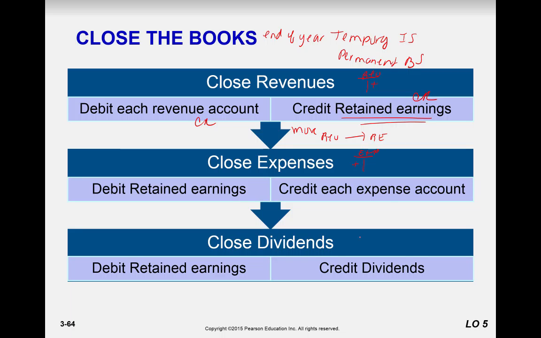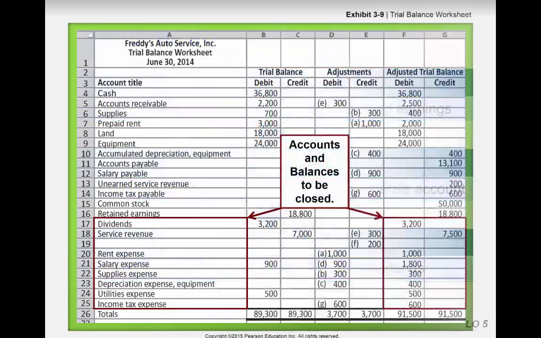Now, dividends also has a natural debit balance because it is a contra equity account. So then we are going to credit dividends and we're going to debit retained earnings in the same fashion. So here we see the accounts that get closed. Dividends is the only one within that you would probably get confused with. Dividends are not an expense, so don't get that confused. They are a contra equity account, hence why the debit balance.